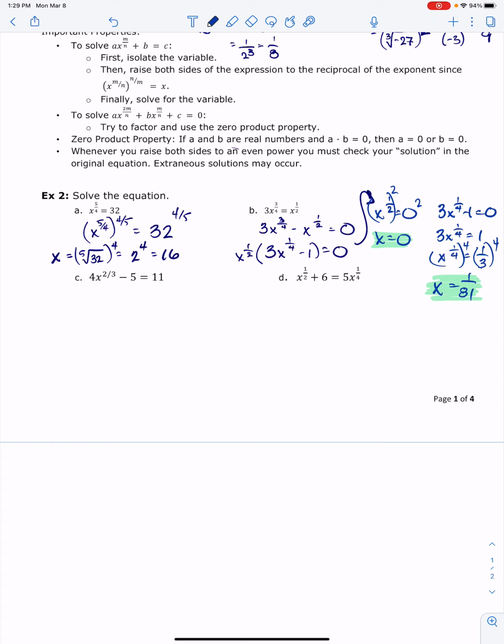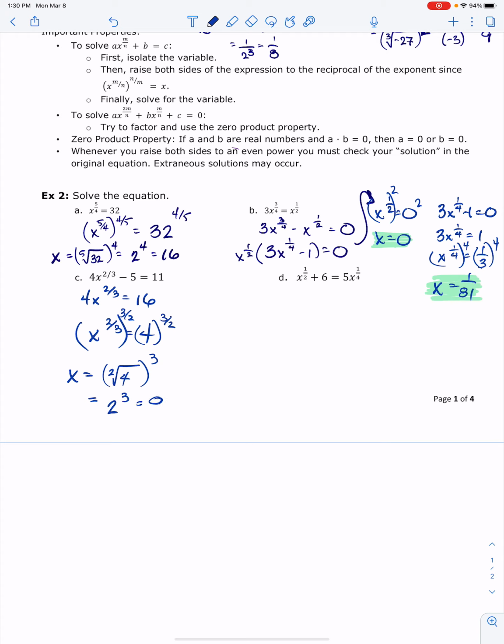For C, I definitely want to get my x variable by itself, so I am going to start by adding that 5 to the other side. And then I'm going to go ahead and divide both sides by 4, and I get x to the 2/3 equals 4. I can then raise both sides to the 3/2. x equals square root of 4 raised to the 3, 2 to the 3rd. I get x equals 8.